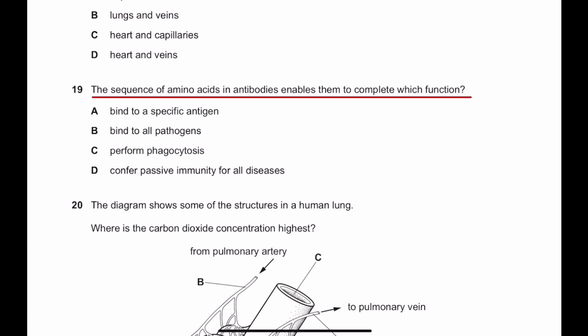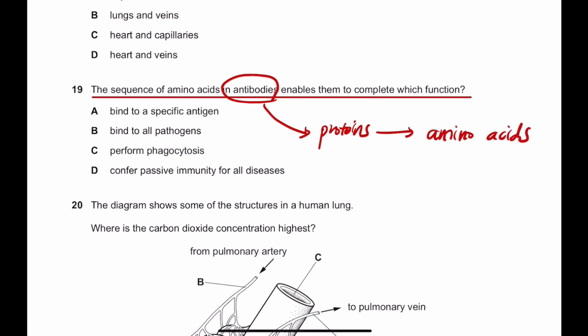So, sequence of amino acids in antibodies. Antibodies are proteins, and they are made by amino acids. Depending on the types of amino acids, the shape of the protein can change, and it also changes the antibodies.